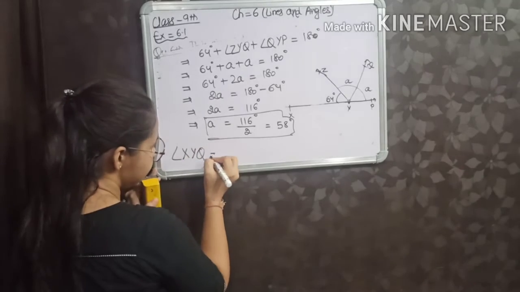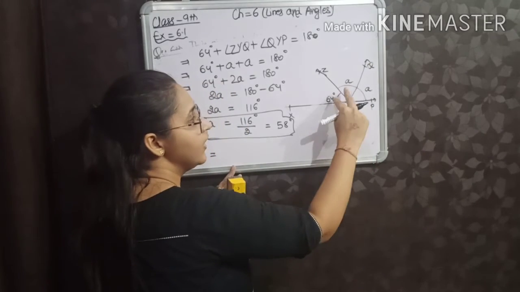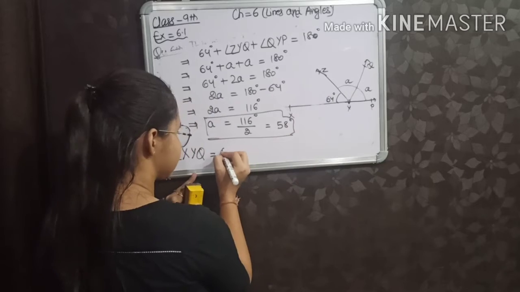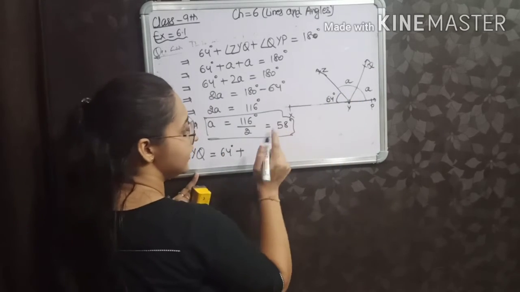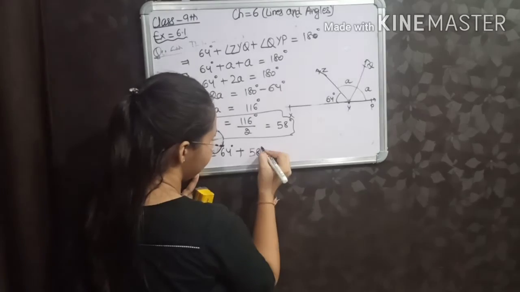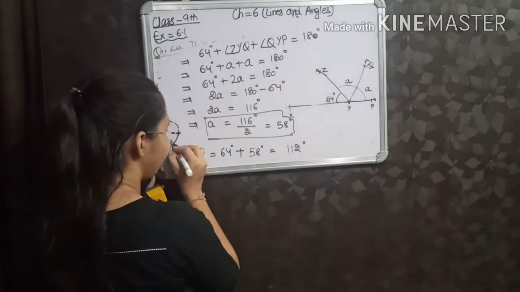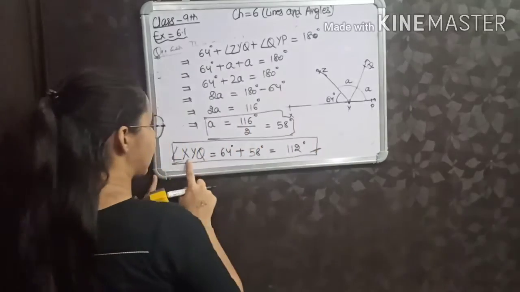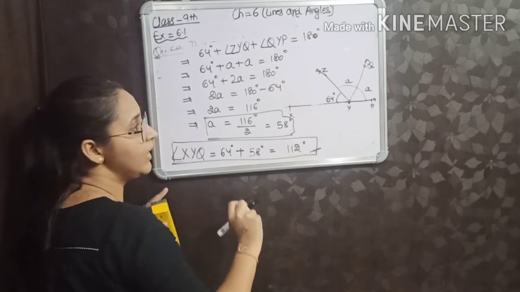Now the question was, we have to find angle XYQ. See, angle XYQ is made up of these two angles. So this is 64 degree plus this is A, and A is 58 degree. So it will give you 112 degree. First part is done. Angle XYQ is equal to 112 degree.